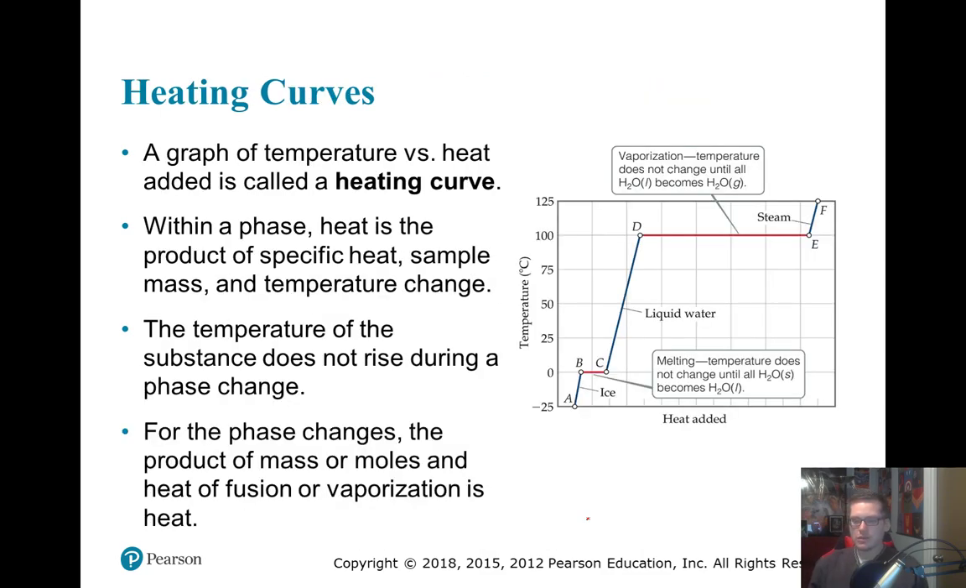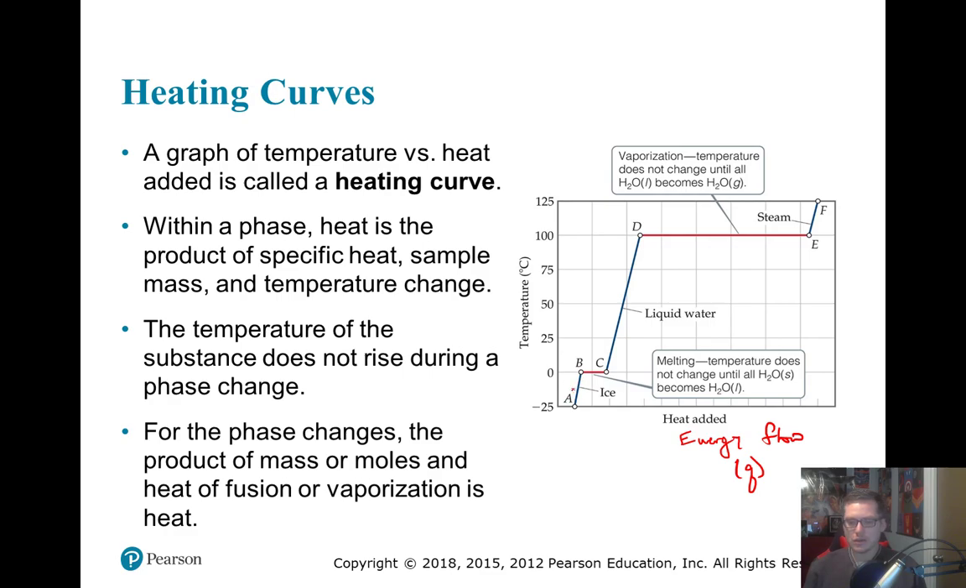The next thing we need to learn about is heating curves. A heating curve is a graph of temperature versus heat. And remember, heat is energy flow, defined as Q. Remember when we did MCAT? It's essentially that.